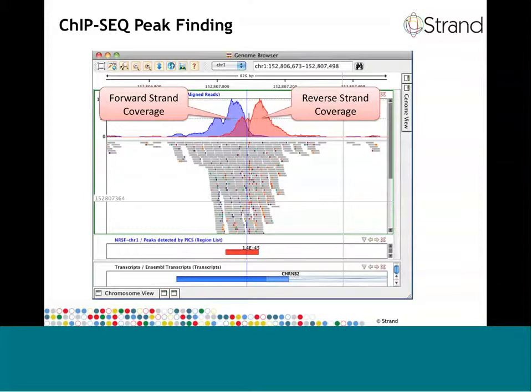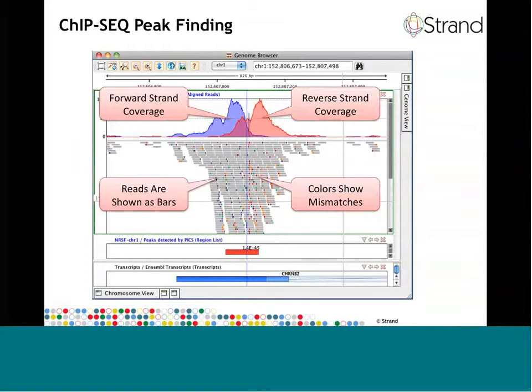The read track shows the coverage at individual positions at this zoom level, and the coverage for the forward and reverse strand is colored differently, with the forward strand coverage being colored blue and the reverse strand coverage being colored red. The separation of the forward and reverse coverage peaks is very typical for a ChIP-Seq experiment, and this separation forms the basis of the peak detection algorithm in Avadis NGS.